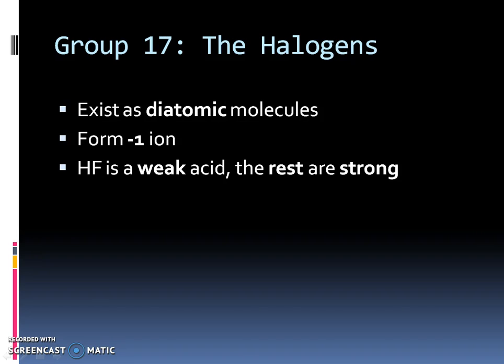Group 17 are called the halogen groups. They exist as those diatomic molecules. They form that -1. And you want to remember that HF is a weak acid, where the rest are strong. And how do we know that it is a weak acid versus strong? Hopefully in your brain you're saying, yes, it is not on the list, right? It's on the list or not on the list. So HF is not on the list.